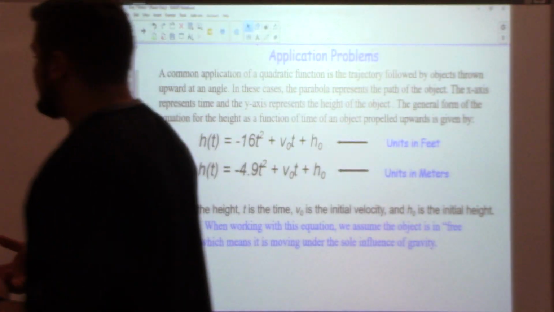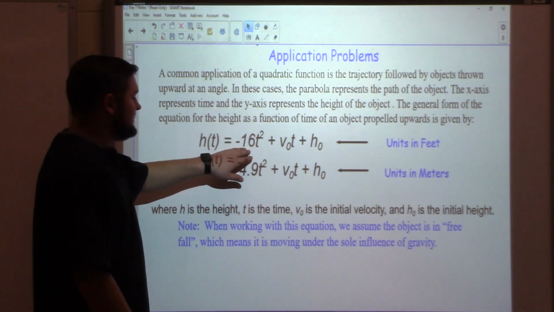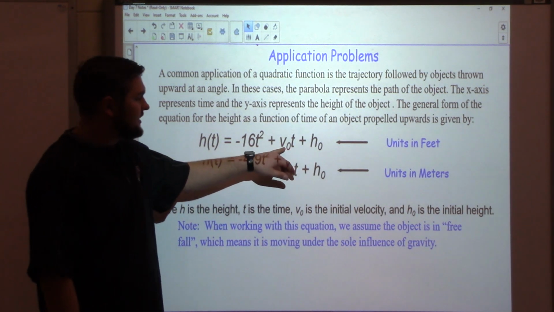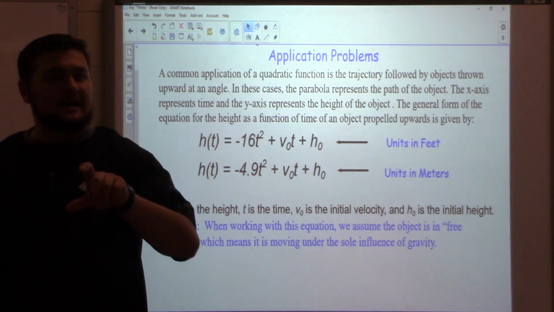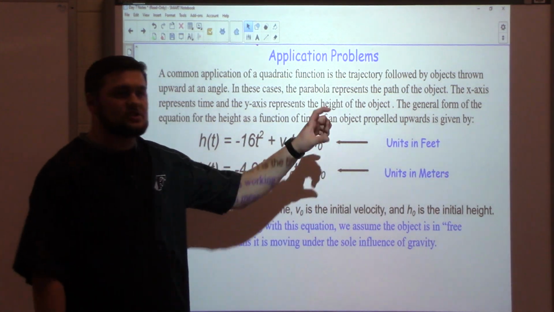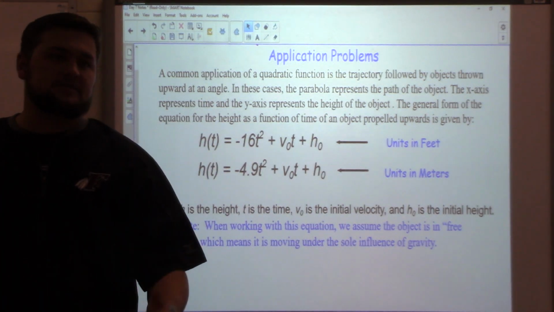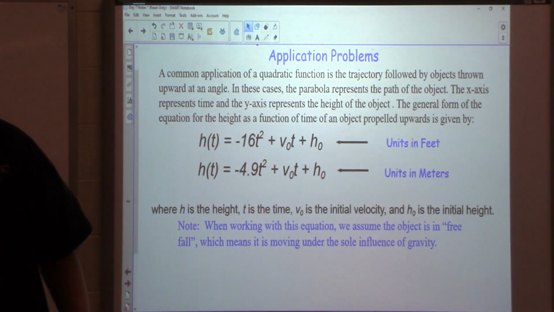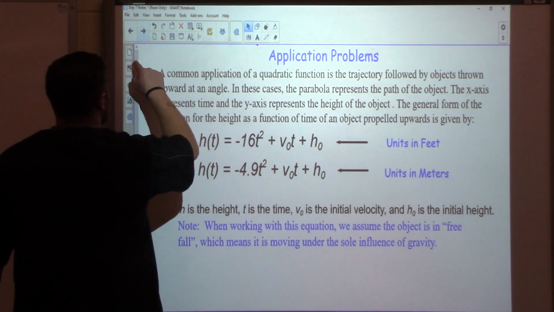But you do need to understand negative 16 talks about gravity, negative 4.9 talks about gravity. V sub 0, that's initial velocity. H sub 0, that's initial height. It's like where something's starting at. Does that make sense? Okay, we all understand that? Okay, so let's try some problems. Let's talk through a few.